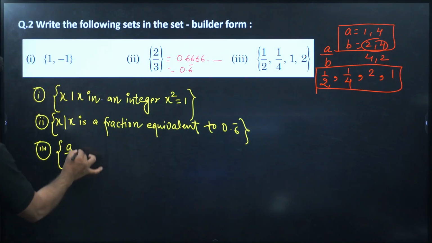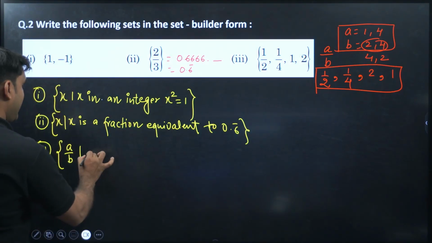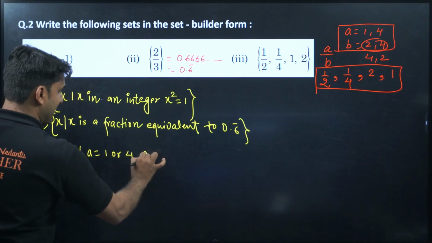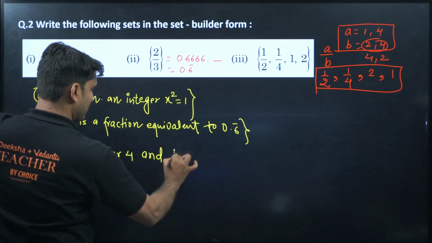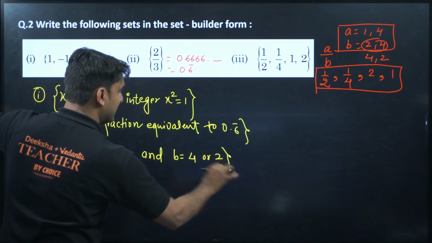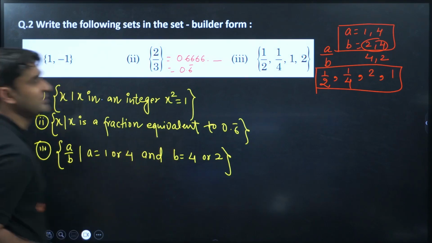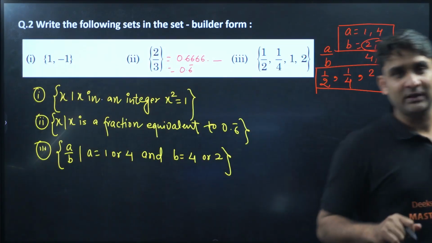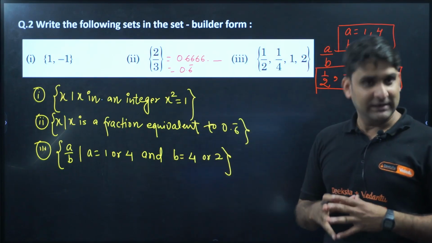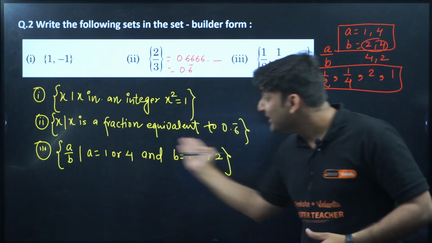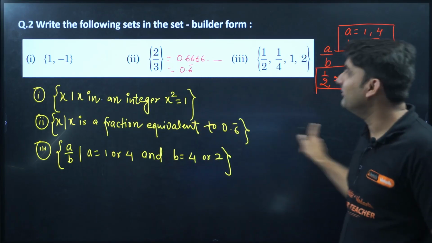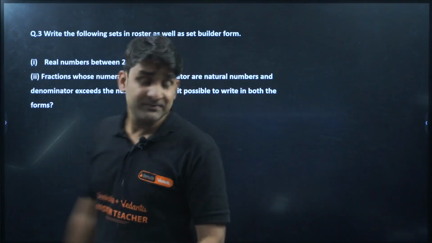So {a by b is a fraction such that a is equal to 1 or 4, and b is equal to 4 or 2}. Yes, my dear champions, bracket close. This will become the set builder form for the given roster form. Clear? So these are the roster forms and these are the set builder forms. Set builder form contains English language description, and roster form contains only elements. Okay, moving ahead. A few more questions.